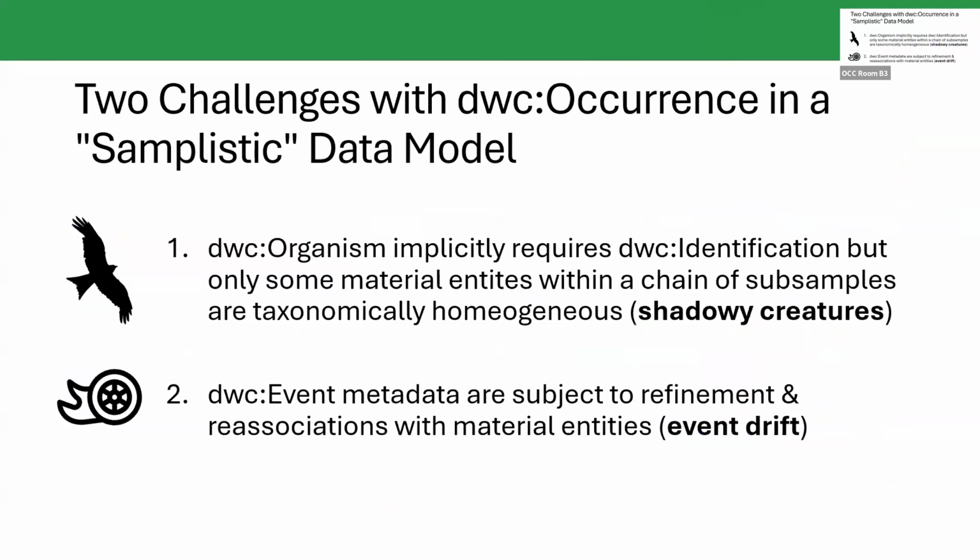We see two challenges with the Darwin Core occurrence in a simplistic data model. First, Darwin Core organism implicitly requires Darwin Core identification, but only some material entities within a chain of subsamples are taxonomically homogeneous. We've coined this the shadowy creatures. Second, Darwin Core event metadata are subject to refinement and reassociations with material entities. We've coined this event drift.